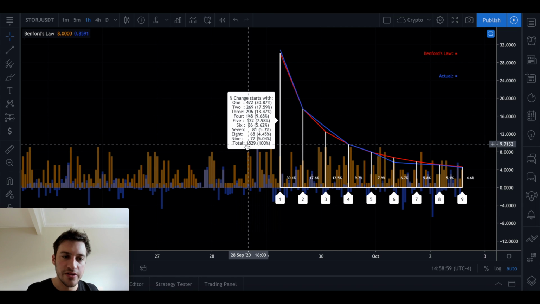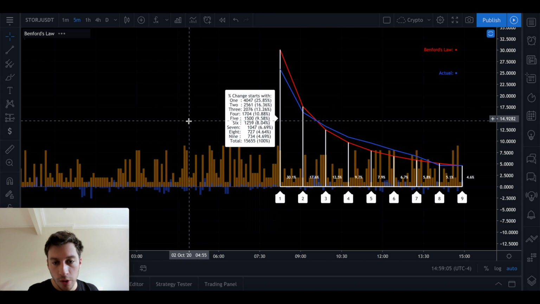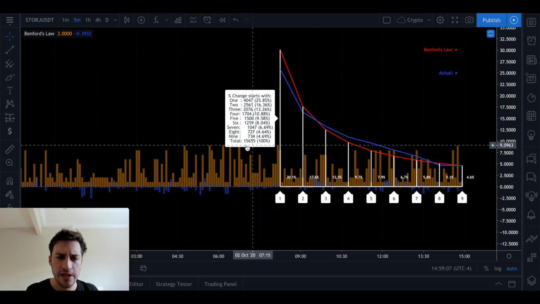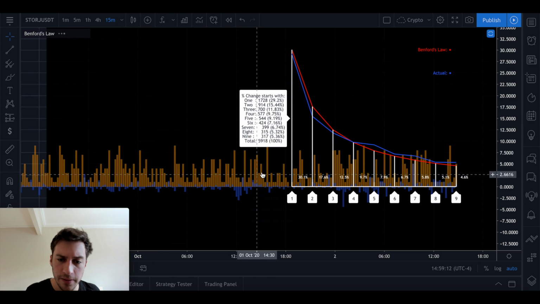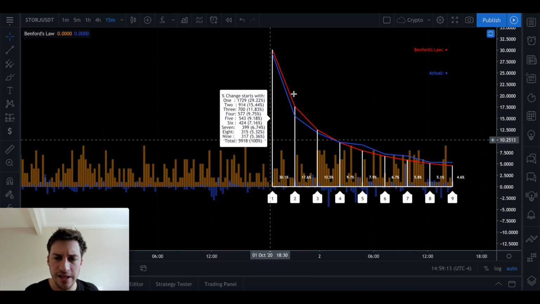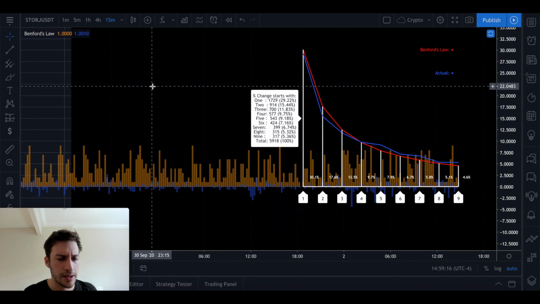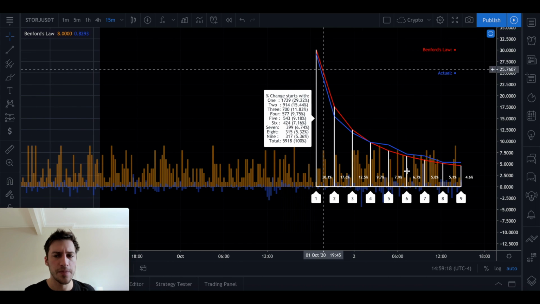You also want this sample size to be really, really high. Like 1529 is nothing, but if I go to the 5-minute time frame, which I know might have more noise, it's got a much bigger sample size. If I go to the 15-minute, 5,918, and it's kind of following Benford's law. The shape is almost always the same.